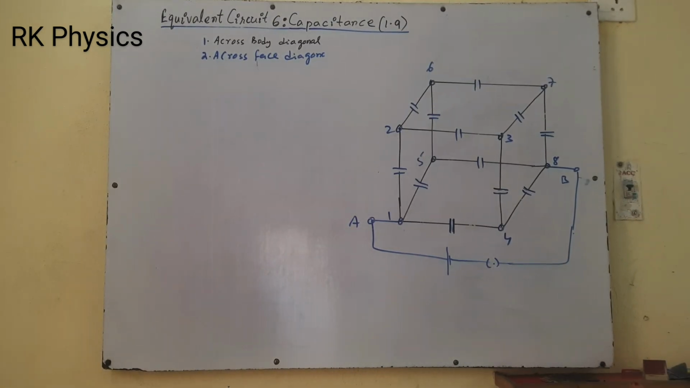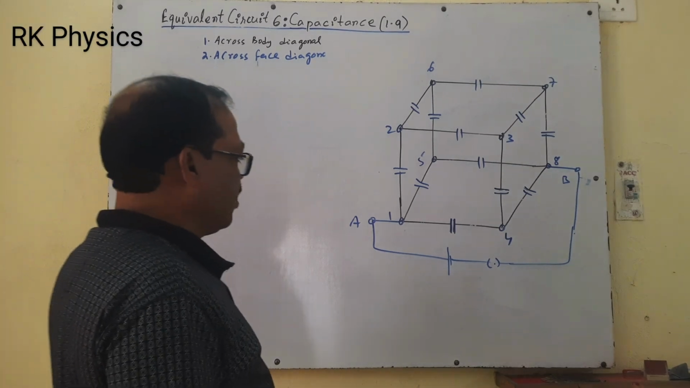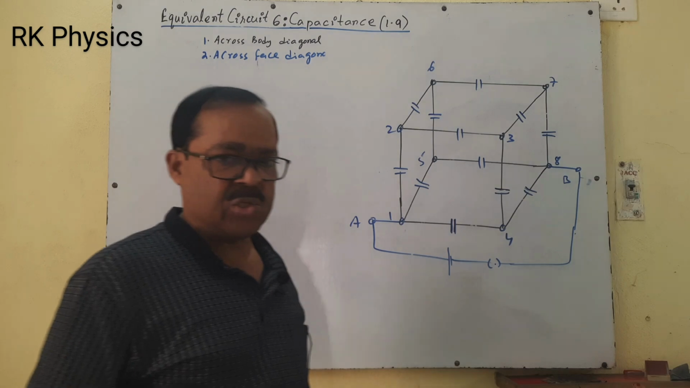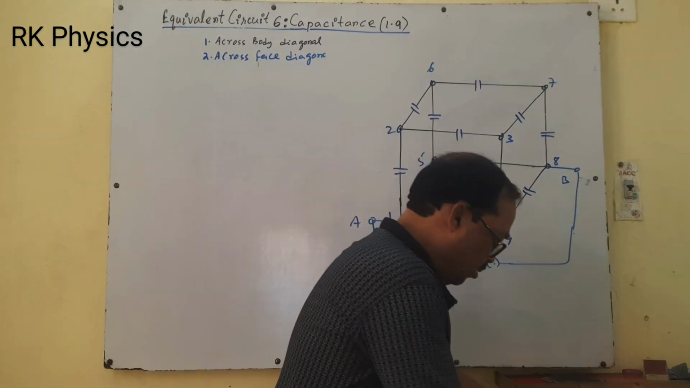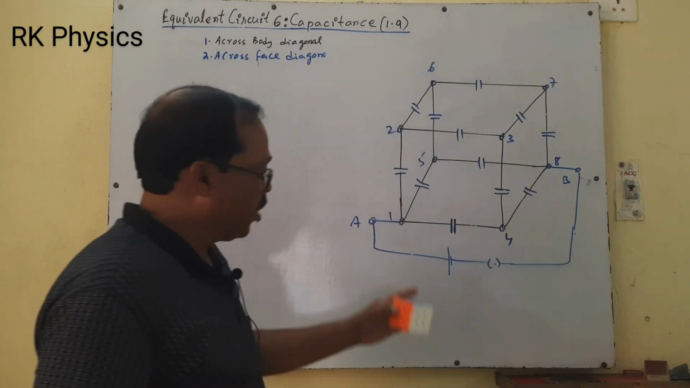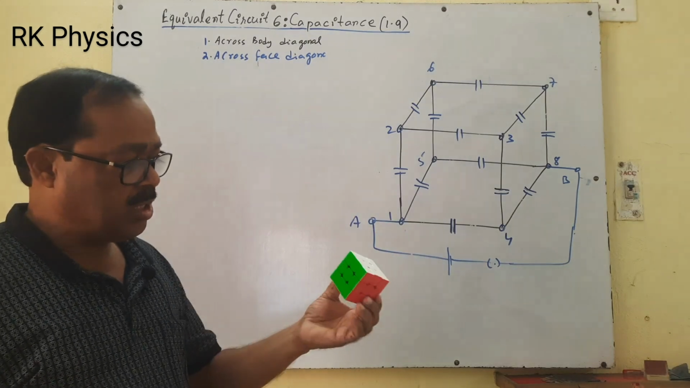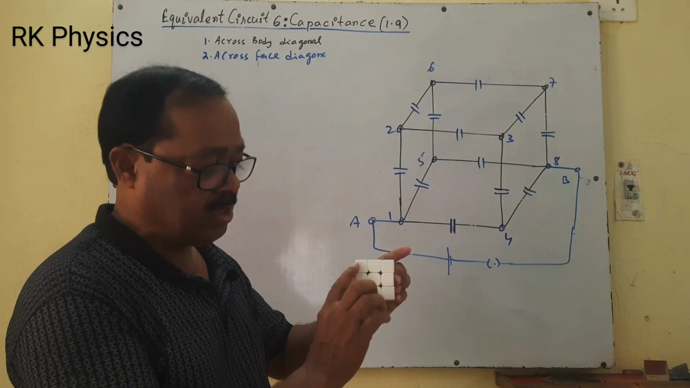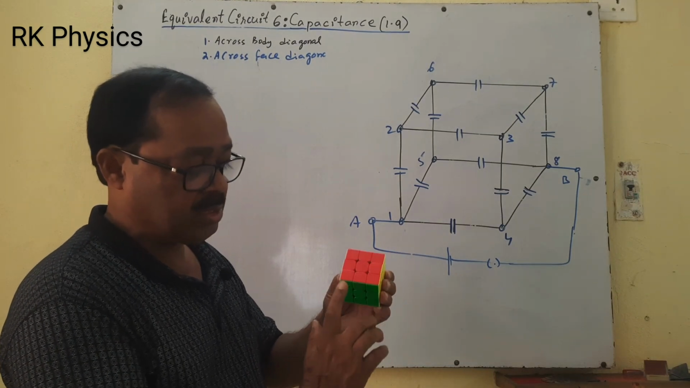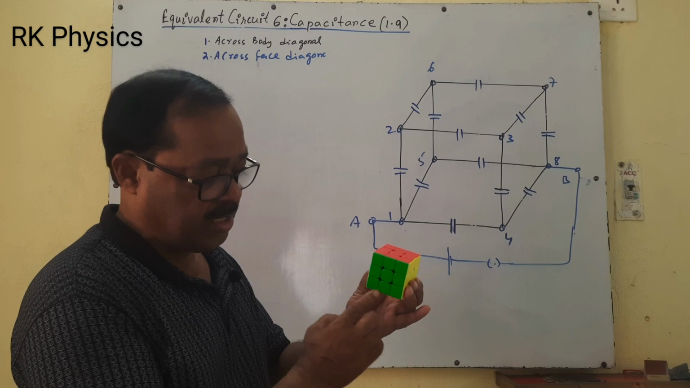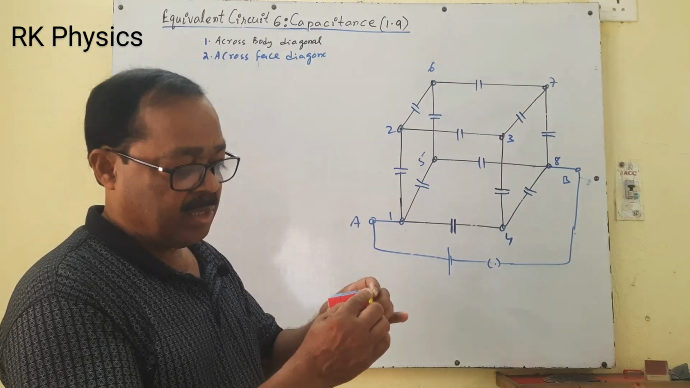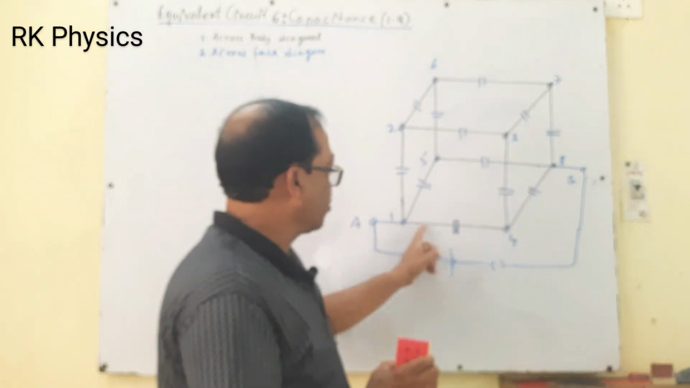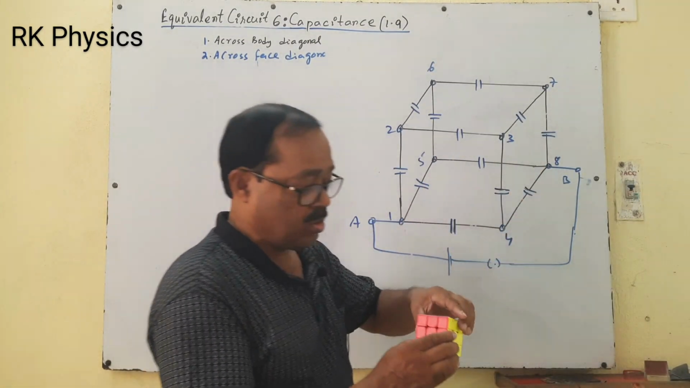Now let us discuss across the face diagonal. I am taking 1485 as one face. For a good explanation, just imagine this is a skeleton. This portion is blank. You imagine the pillars, the lines. Pillars means the lines only, and in between the lines there is a capacitance. Now this portion 1584, this is a ground.